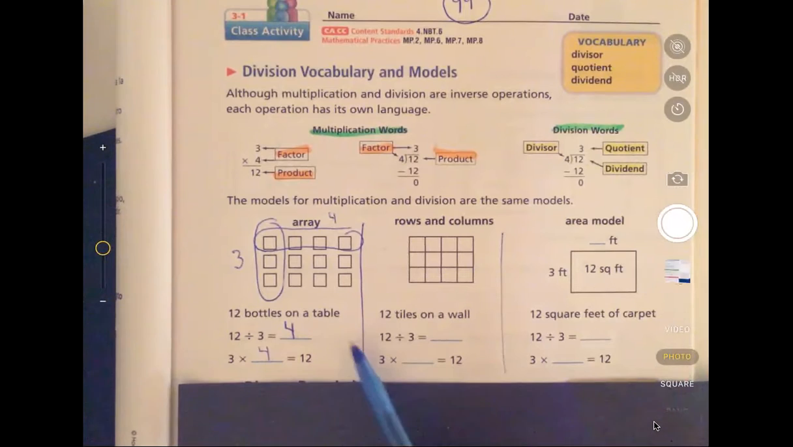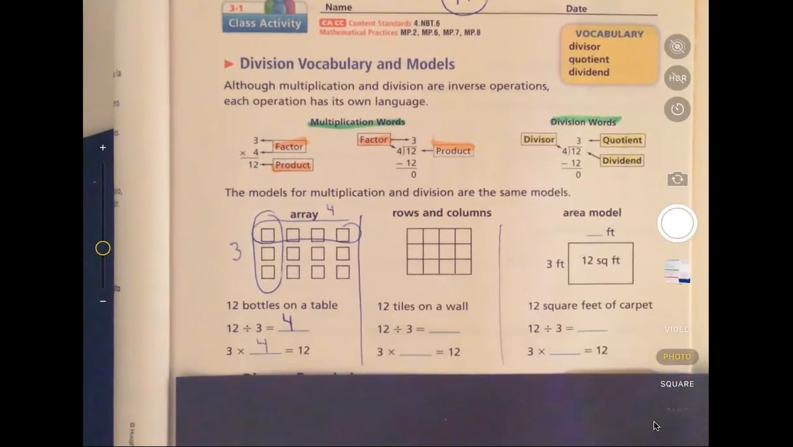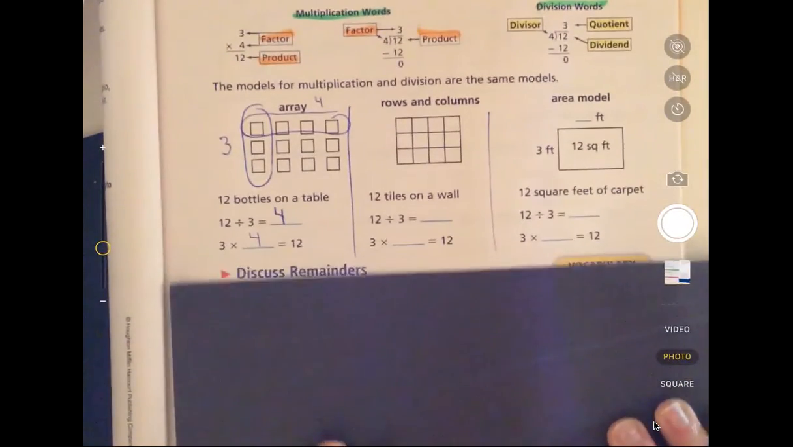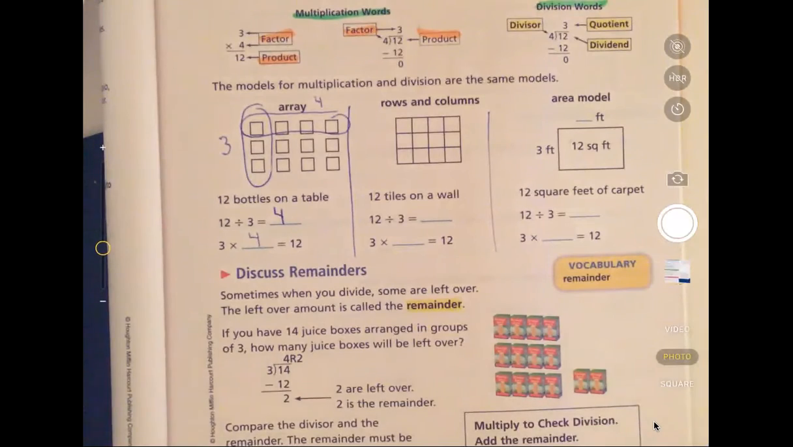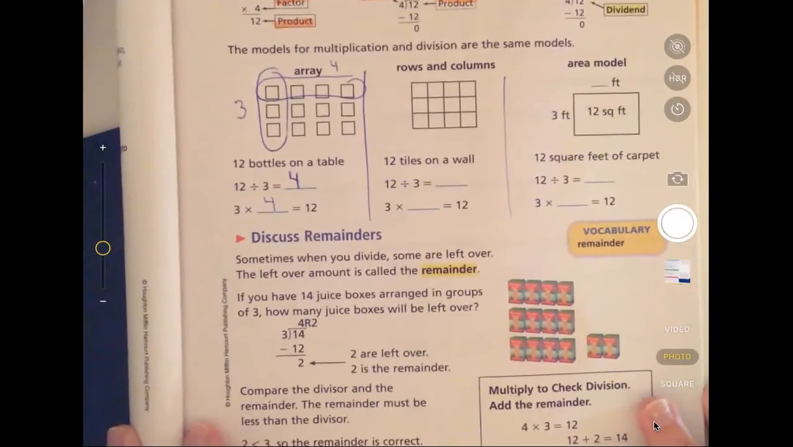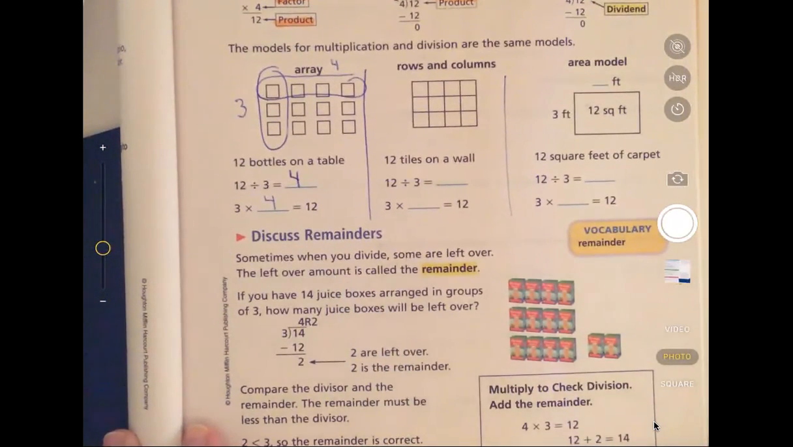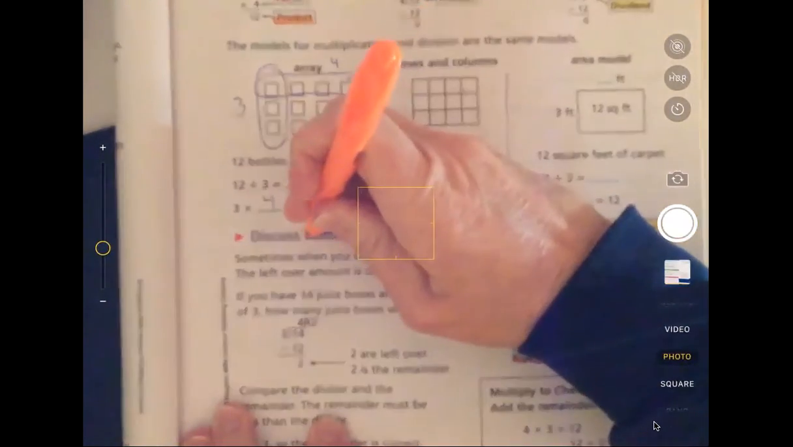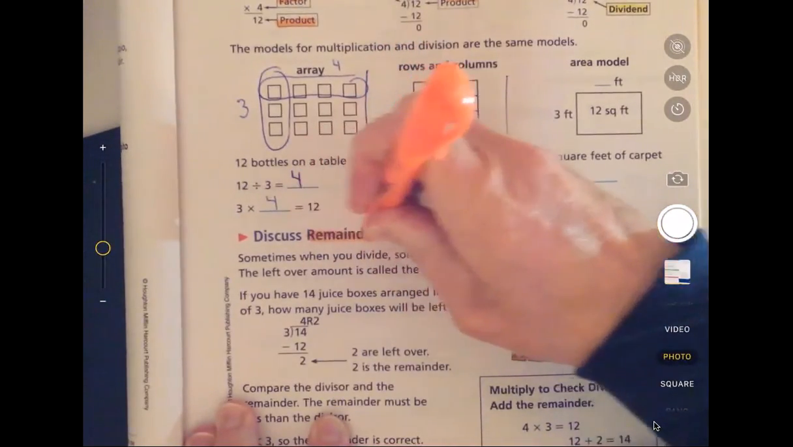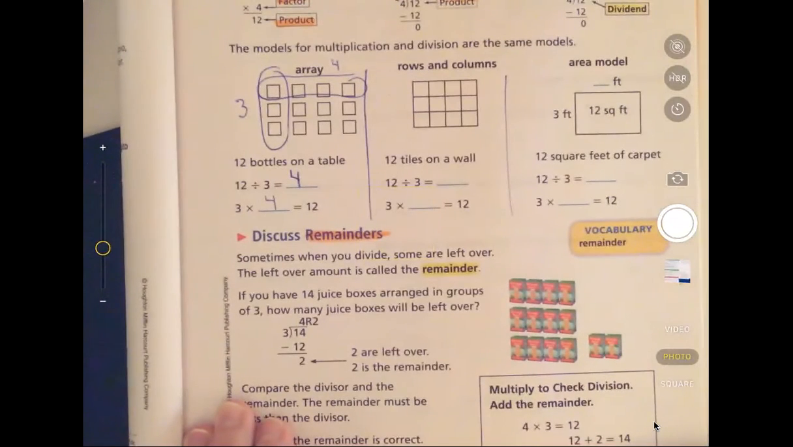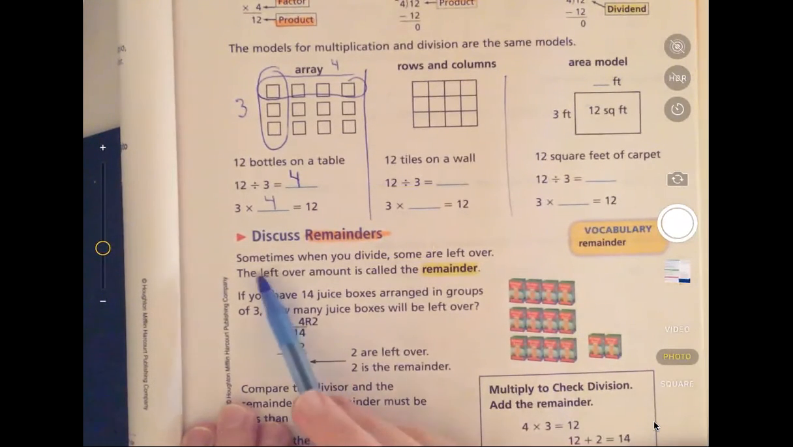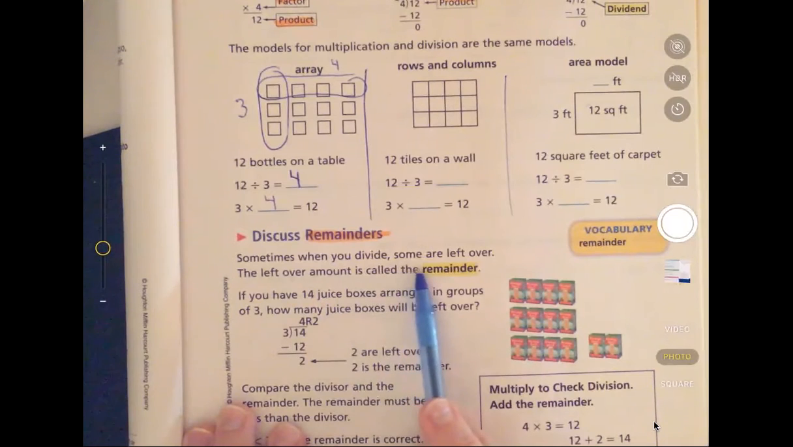Okay, so please remember multiplication and division, we're still going to be using the same models to do both, and they're very helpful. All right, let's keep moving down. All right, now I know you've heard of remainders before. Remainders are leftovers, and today that's going to be one of our focuses. We're going to look at simple division that have remainders, leftovers. So sometimes when you divide, some are left over. The leftover amount is called the remainder.